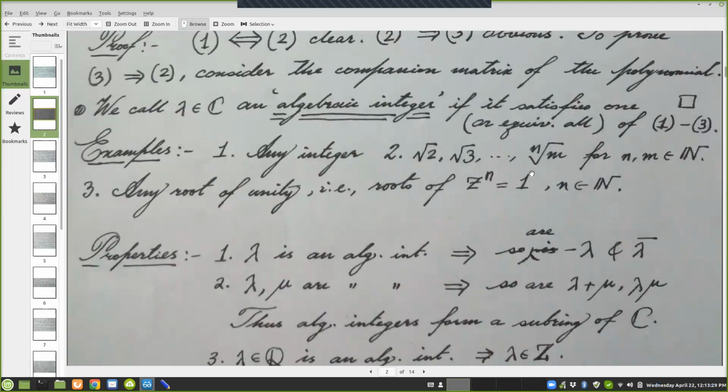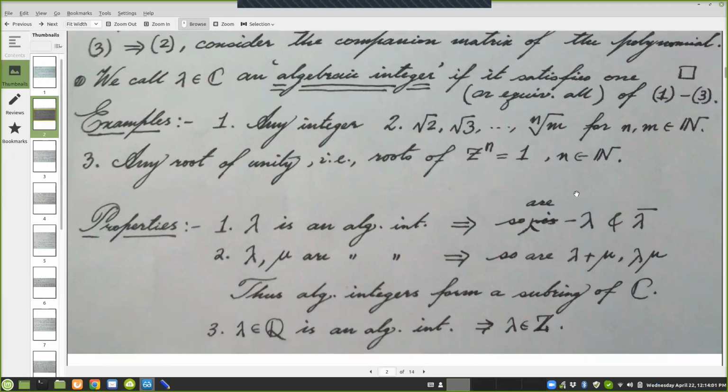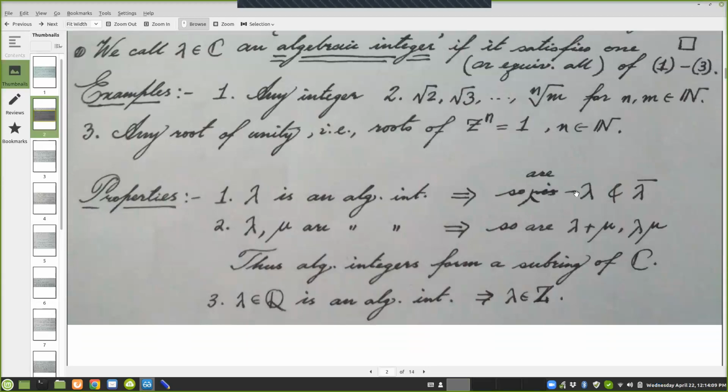Now, root 2, root 3, in general nth root of m when m and n are positive integers. These numbers are easily seen to be algebraic integers because you just take the polynomial x to the power n equal to m. Any root of unity is also an algebraic integer because that's a root of such an equation. Thus z to the power n minus 1 is the polynomial. Okay, so after just talking about some very common examples, we will now look for the properties of algebraic integers.